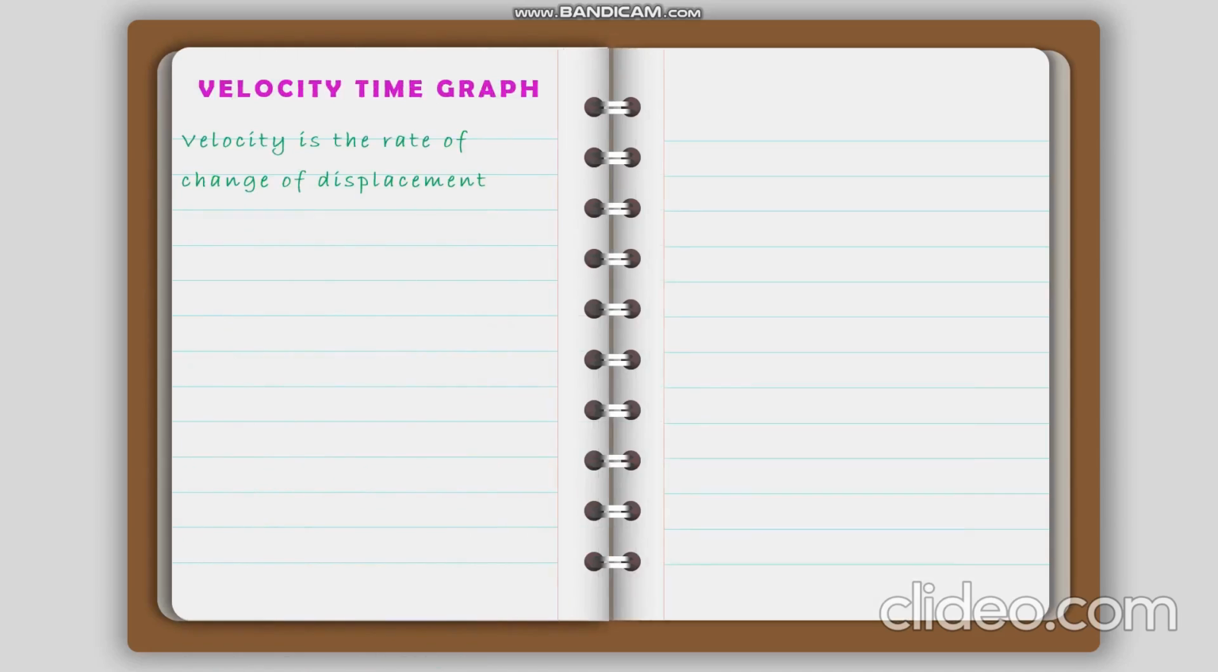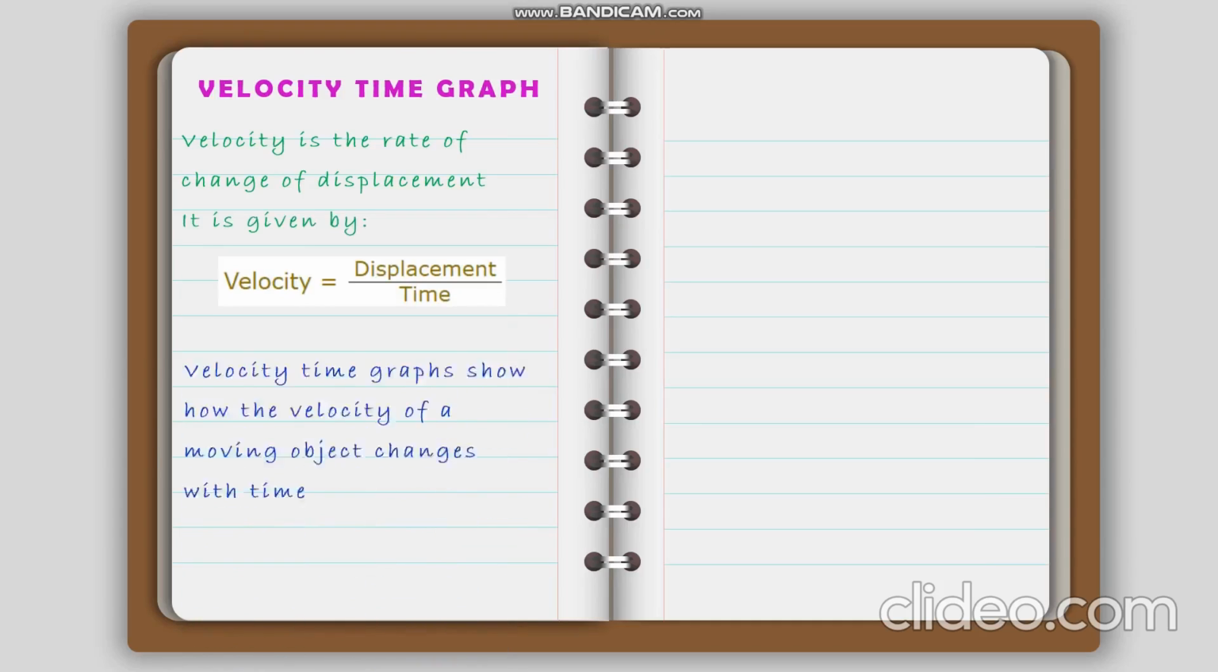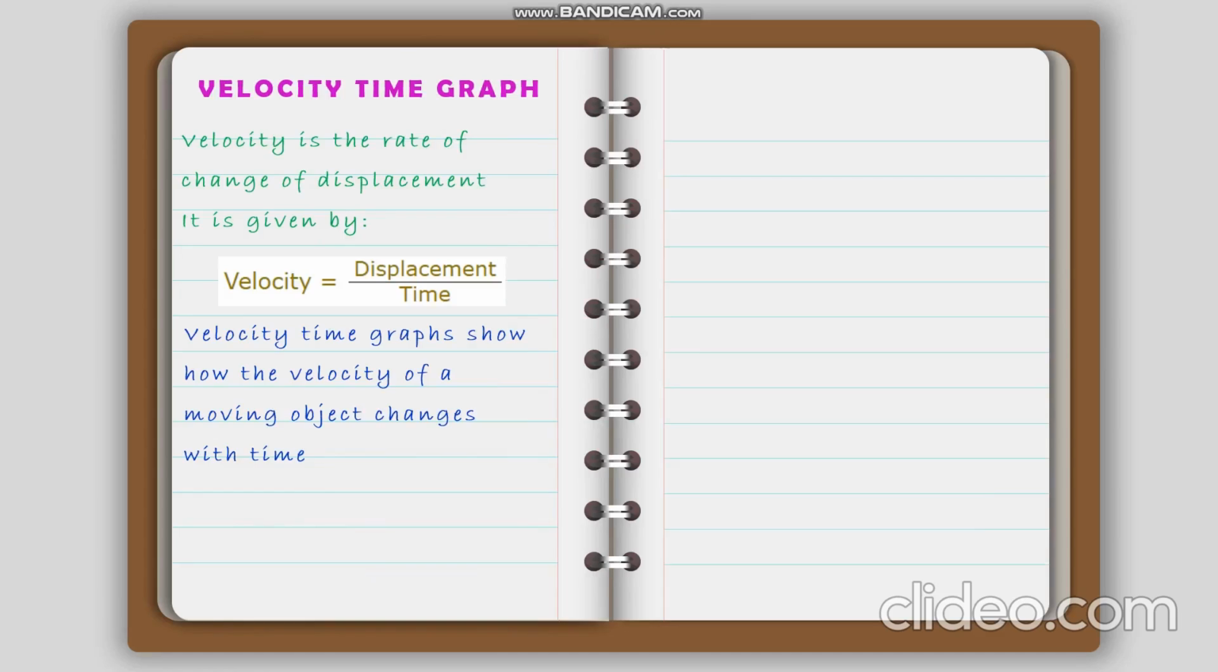And then now we'll look into velocity time graphs, but we need to understand what is velocity. So velocity is defined to be the rate of change of displacement and can be defined by the following formula: velocity is equal to displacement over time. And a few points to note about velocity time graphs is that velocity time graphs show how the velocity of a moving object changes with time.